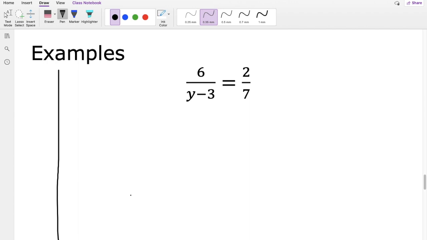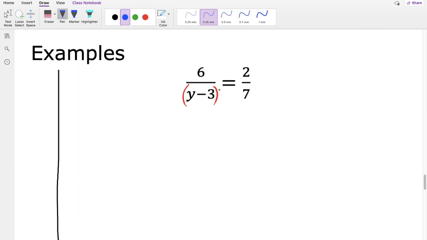We have 6 over the quantity y minus 3 equals 2 over 7. Again, the first thing I noticed is that I actually have a binomial in a fraction. Anytime I see a binomial in a fraction, I'm going to put it in parentheses before I even start the problem. Now that I've done that, we can start. I see that I have proportions set up. I have two fractions that are equal to one another, so I can do cross products or cross multiplication.